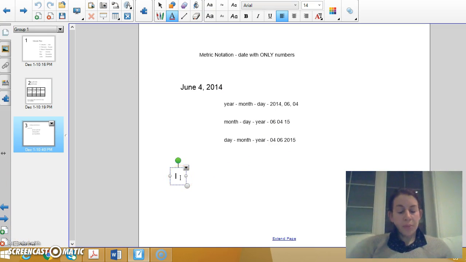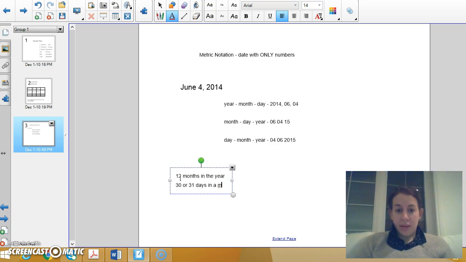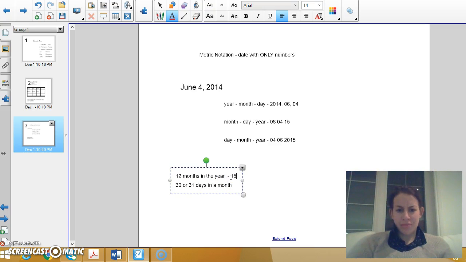Now, one thing to remember with metric notation is there's only 12 months in the year, and there's only 30 or 31 days in a month. So you know that if the number is like a 15, or if it's a 98, that's not a month in the year. That's probably a date or a year. Same thing with the date.